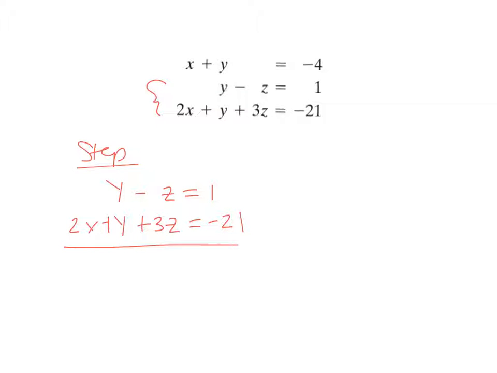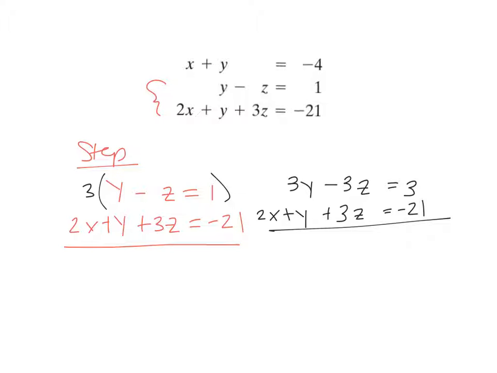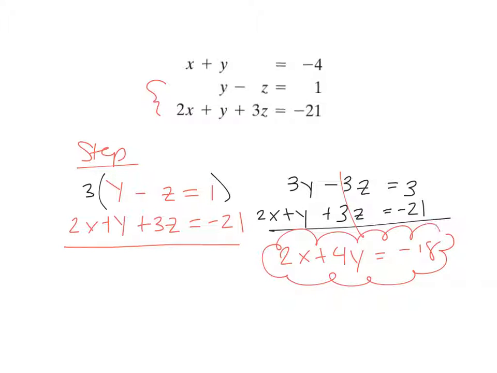I'm going to cancel out z by multiplying this by 3. So it becomes 3y minus 3z equals 3. And the bottom one stays the same. What happens here is that these cancel, and you end up getting 2x plus 4y equals -18. I'm going to use this equation. Now, if you notice, this equation has x and y. So if I look at my original, I actually have another one that has x and y, and that's the top one. So those are my two key equations.